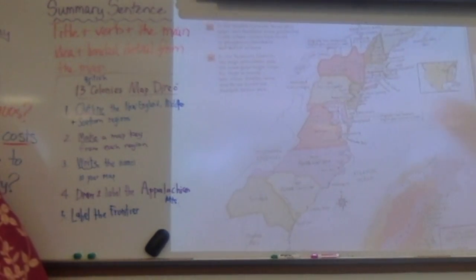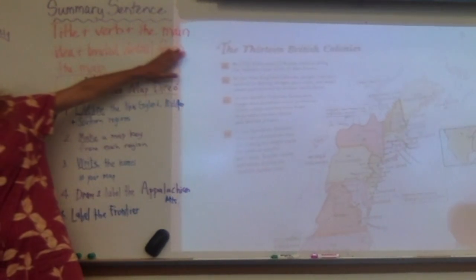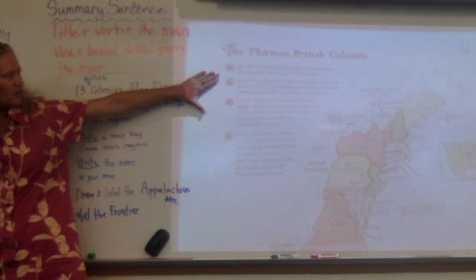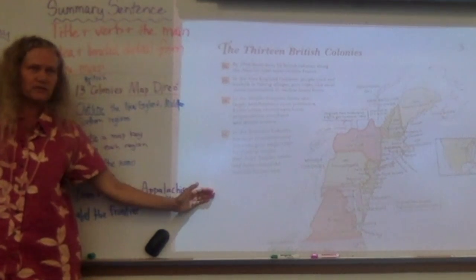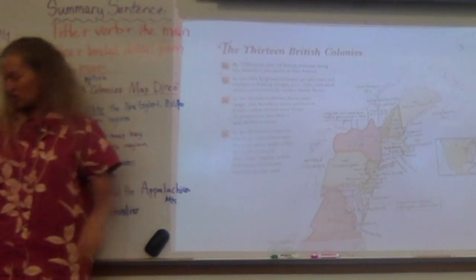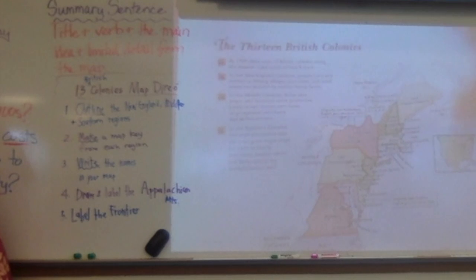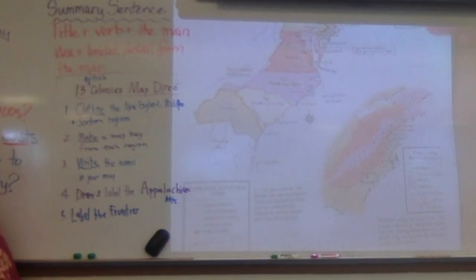So we start with this map, and this part, the 13 British colonies and the 4 bullets, refers to the whole page. There are 2 maps on the page. You will read this when you're doing this in class, but you're not going to include this in your summary. You're just summarizing the map. We're going to do the one entitled 13 Colonies 1750.